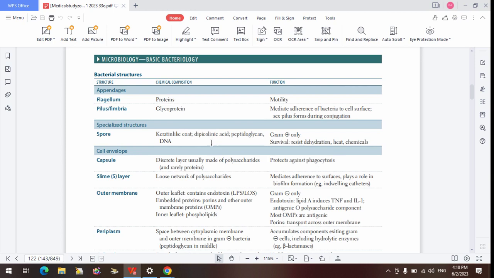Heat, dipicolinic acid. We should not forget that. Although we are going to hear it more than once, so as we keep hearing it, it's going to stick. Dipicolinic acid in spores. Another component of the spore is the peptidoglycan. The last one is DNA.